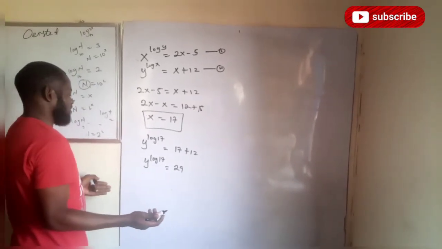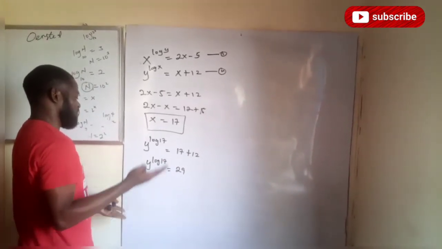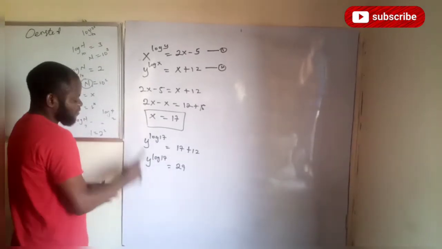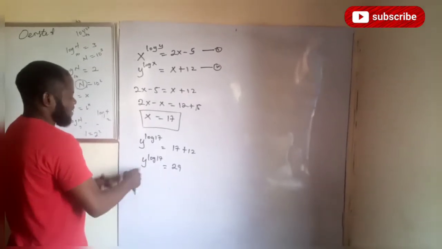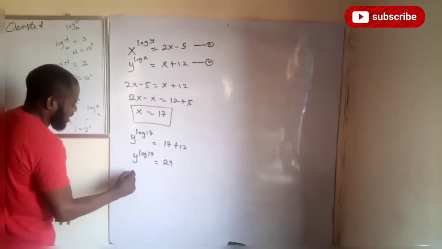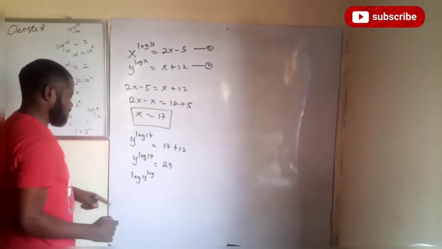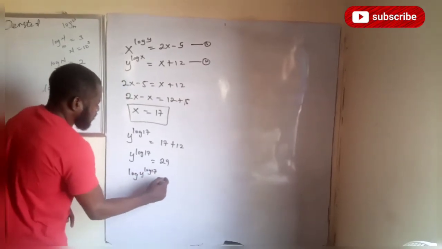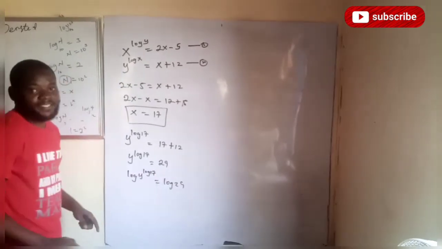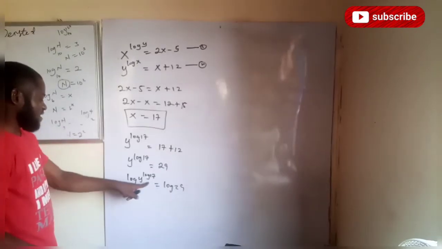I think I'll still have to take log of both sides again. Don't worry, let's just go by this now. If I take log of both sides to base 10, I therefore have log of y to the power of log 17 equals log of 29. Am I making sense? If that should be the case, this one will come down here.